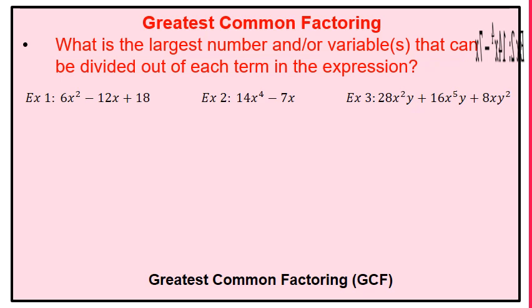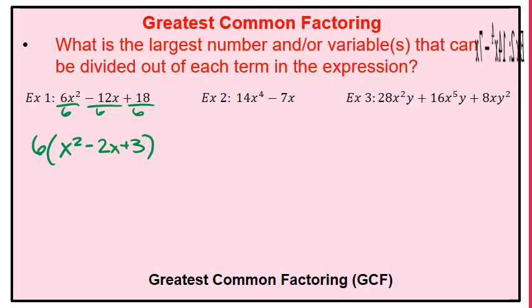If I take a look at example 1, I need to first decide what number I can divide out of every single term. In this case, I can divide out a 6. I'm going to show my work on this one. You can decide if you feel like you need to show it. I can't divide any variables out because 18 doesn't have one. So my GCF is 6, which leaves me with x squared minus 2x plus 3. That's it. Greatest common factoring.